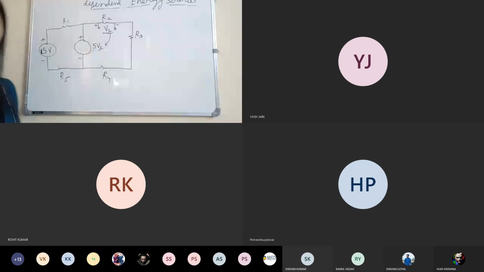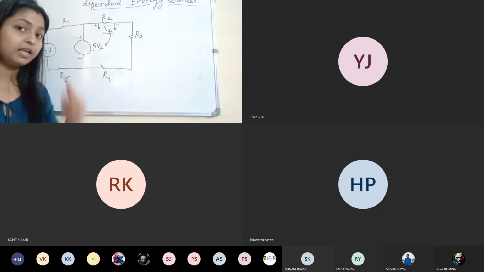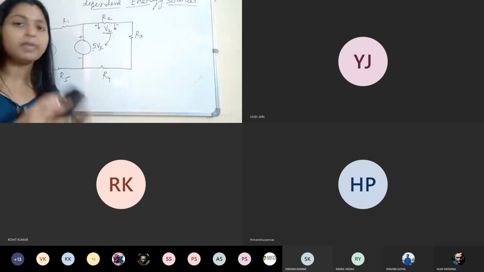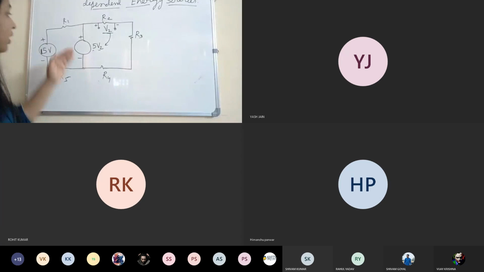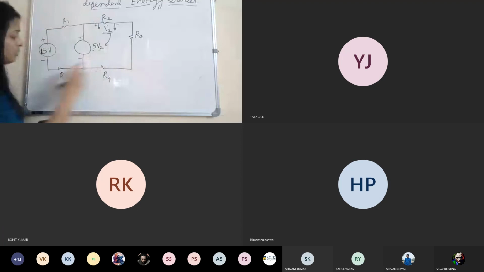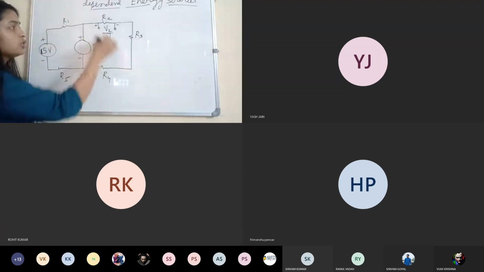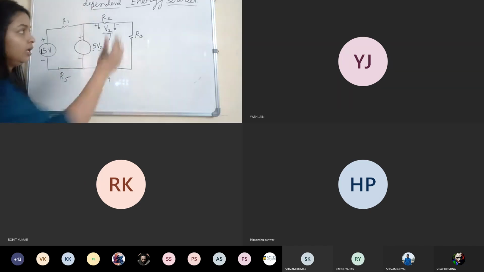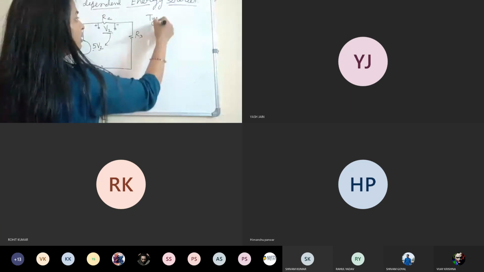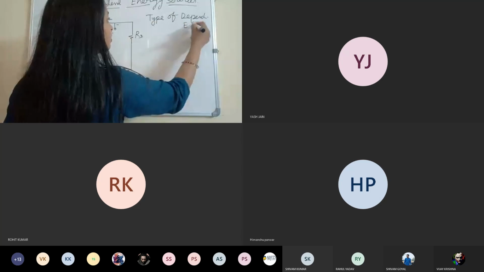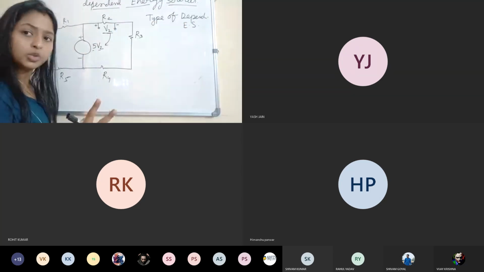So this type of energy source depends on some other parameter of the circuit. The other parameter may be current, voltage, drop, or power. If the source depends on some other value of the circuit, maybe this, maybe this, anything, it is known as a dependent energy source. Now, how can the dependency be considered? Let's talk about the types of dependent energy source.